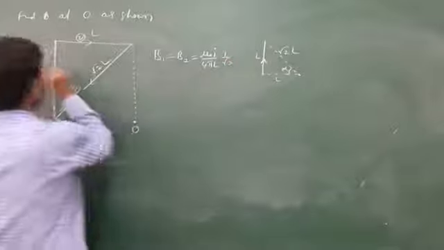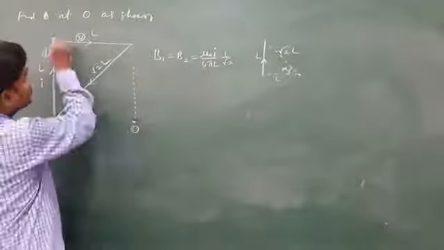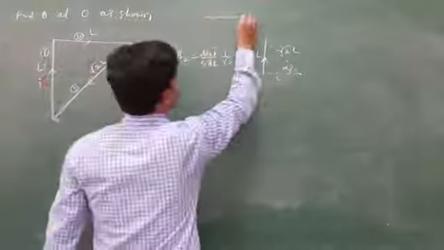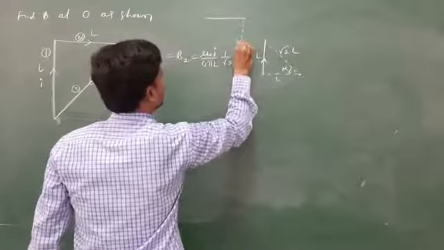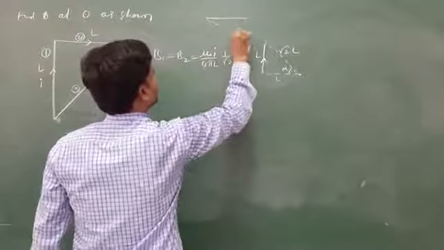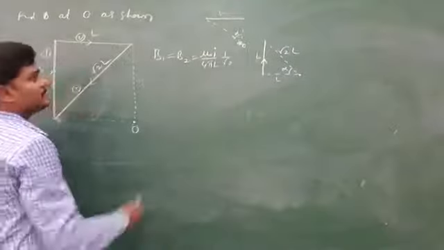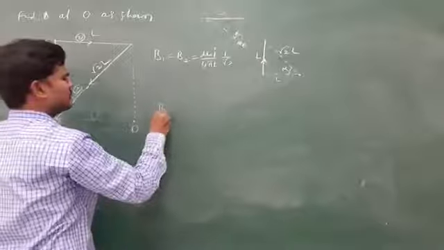For this one, the field is inward. Of course, for the second conductor also, it is inward. For the second conductor also, this is the point O. If you take alpha, again this is root 2, again this is L, same. So B1, B2 same. Let us get the B3 value.